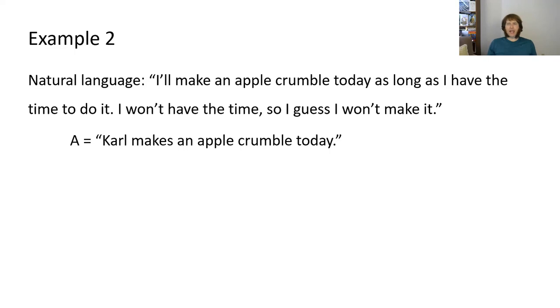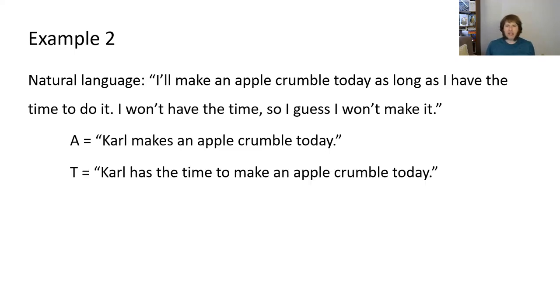So let's take a look at the translation. And here again, I'm starting to mix it up in terms of what letters I'm using. So instead of just using P and Q all the time, let's use A for Carl makes an apple crumble today. And again, it could be Carl makes an apple crumble on Wednesday, March 25th. So A, Carl makes an apple crumble today. T, Carl has the time to make an apple crumble today.